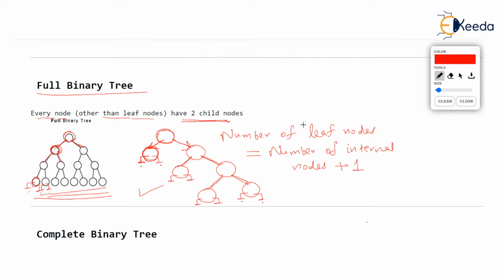You can check out this equation for the left hand side tree also. The number of leaf nodes over here is, I think, 8. 8 leaf nodes. You watch. The number of leaf nodes is 8, and the number of internal nodes is 7. Isn't it? 7. So 7 plus 1, that is 8. 8 is the number of leaf nodes.